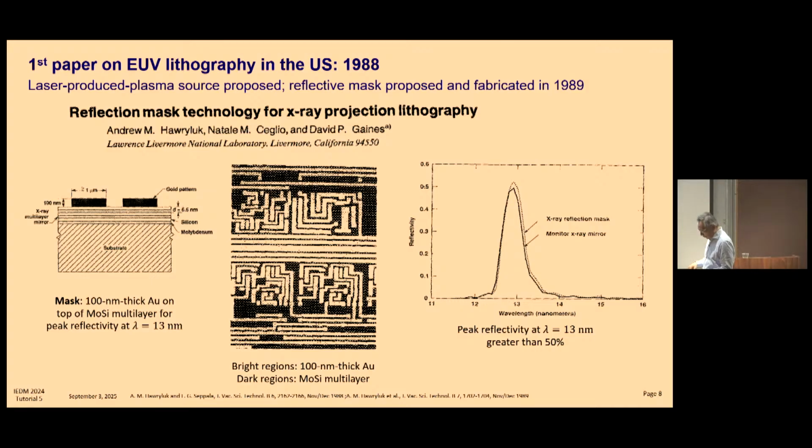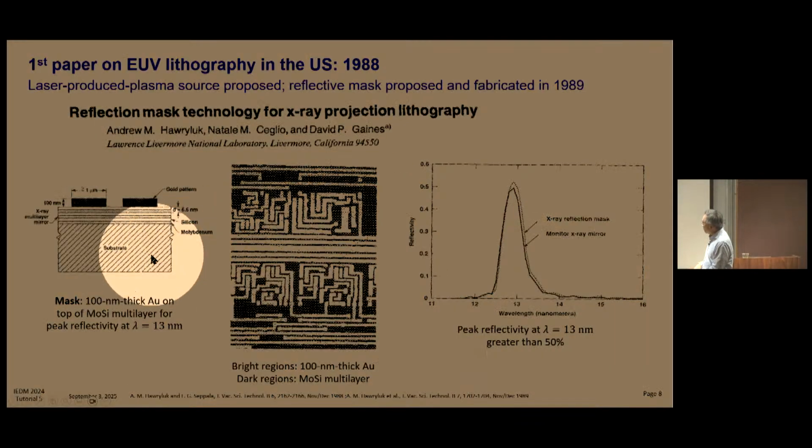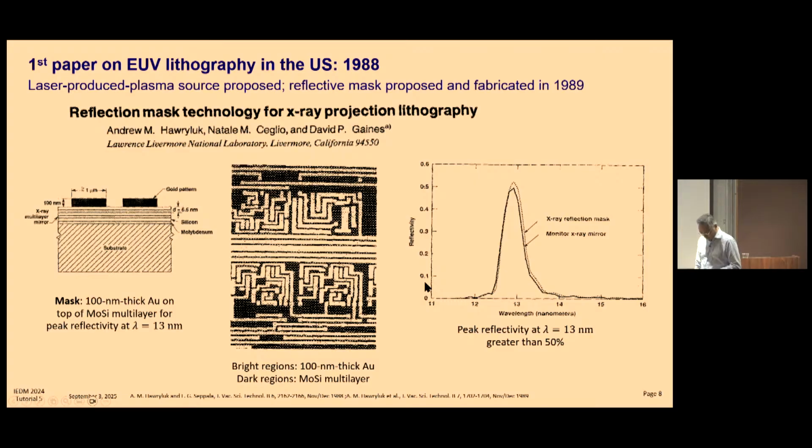Of course, we don't use gold, but multi-layers were used, and here you go. See, the wavelength is about 13 nanometers. Today, we use 13.5. So this was actually the first paper in 1988 in the US.